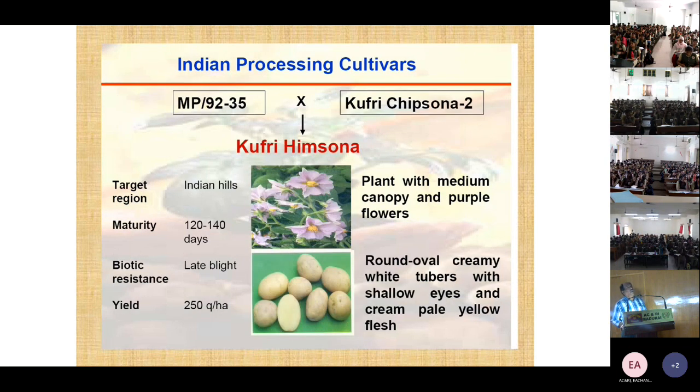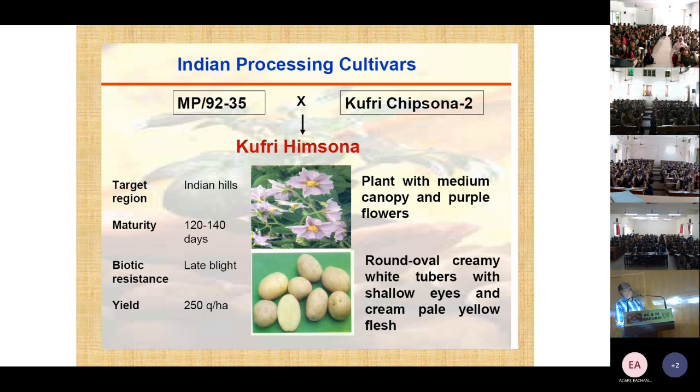Next, the Kufri Himsona, the plants with medium canopy and purple flowers. So round oval creamy white tubers with shallow eyes and cream pale yellow flesh. Almost 250 quintals per hectare with the important character of resistance to late blight.